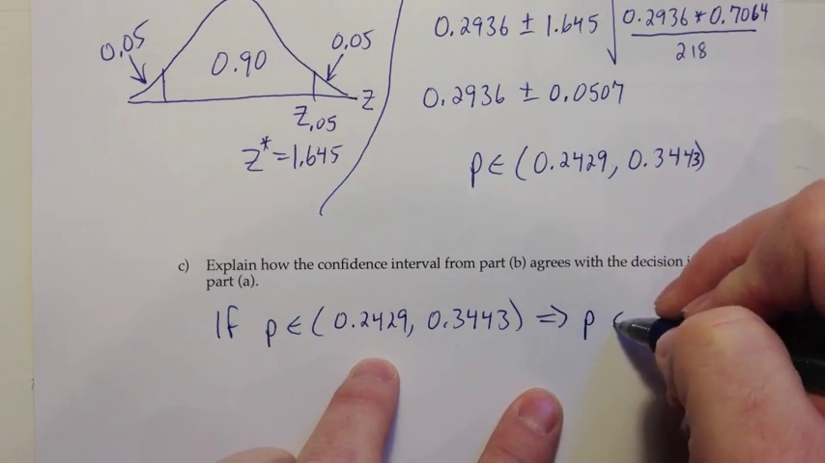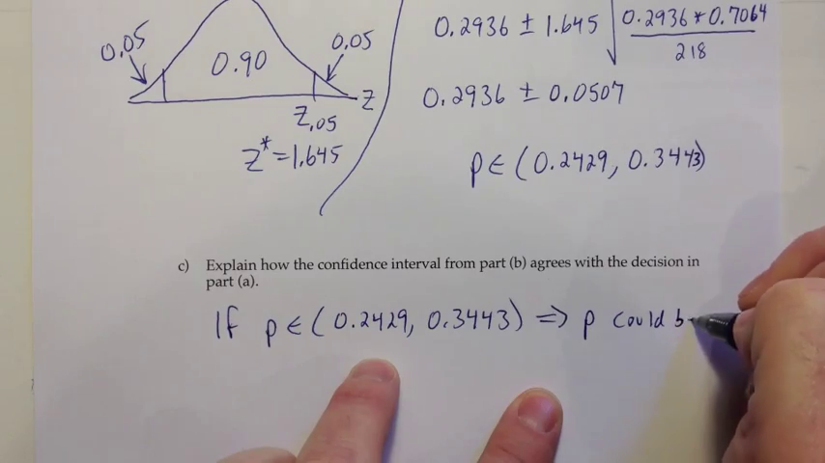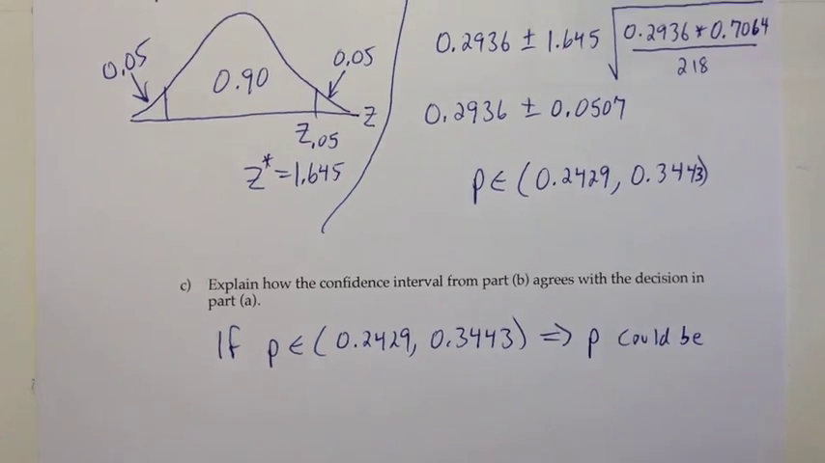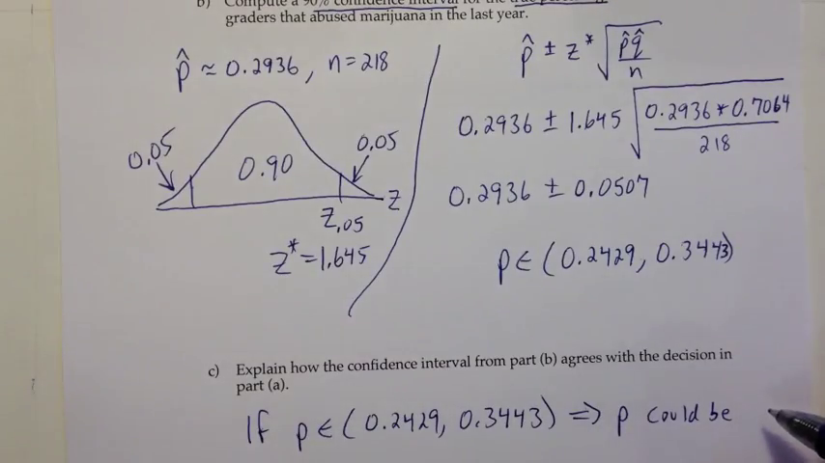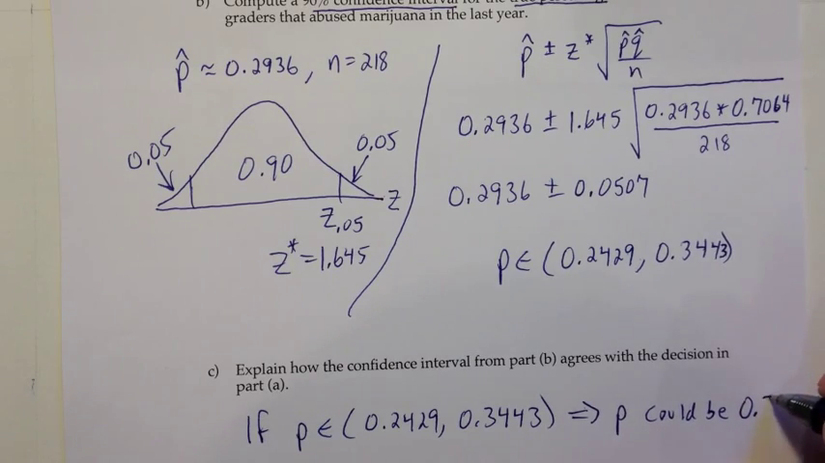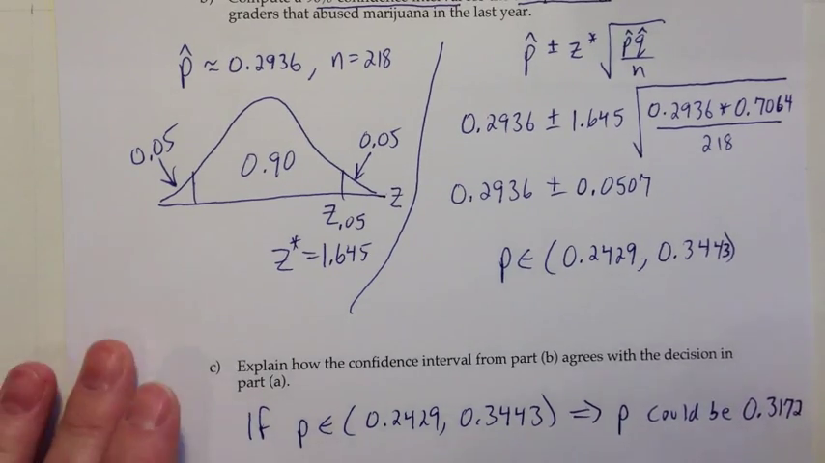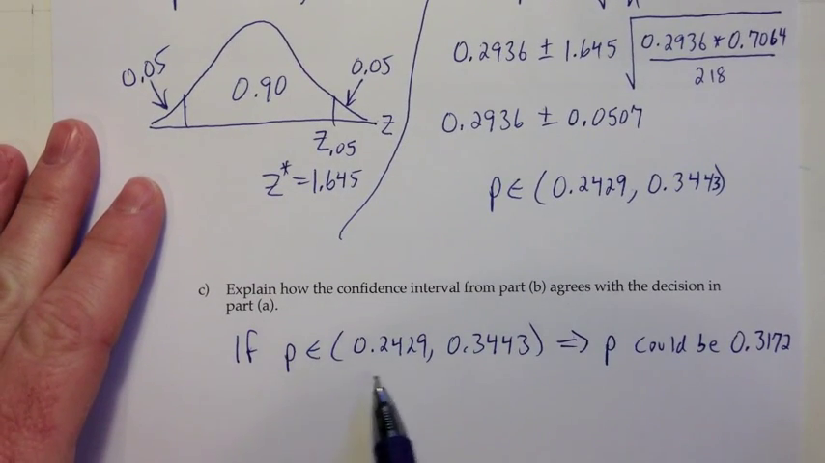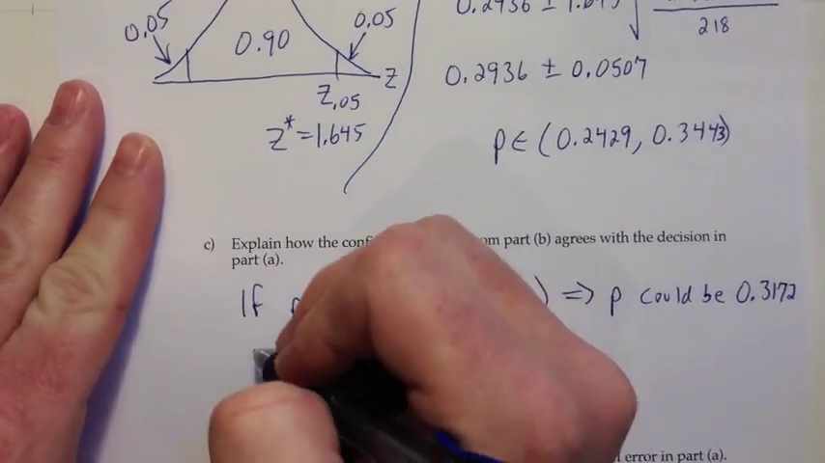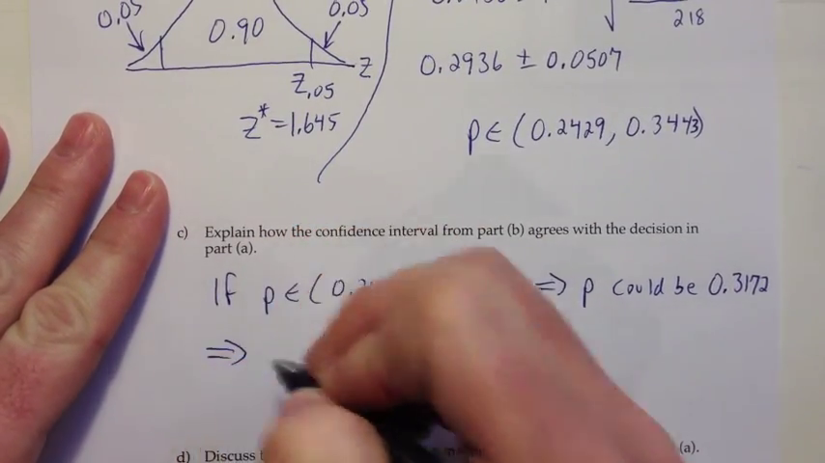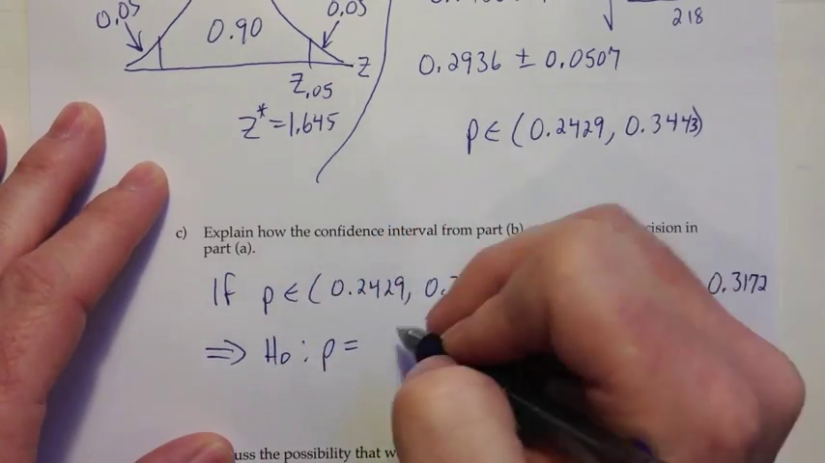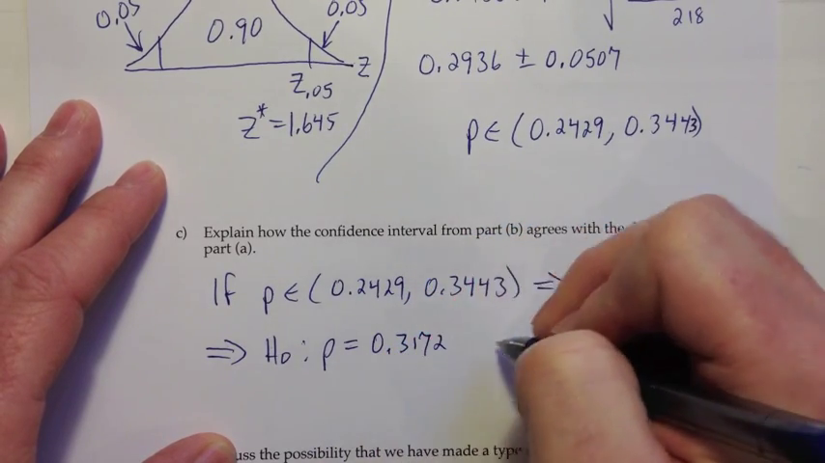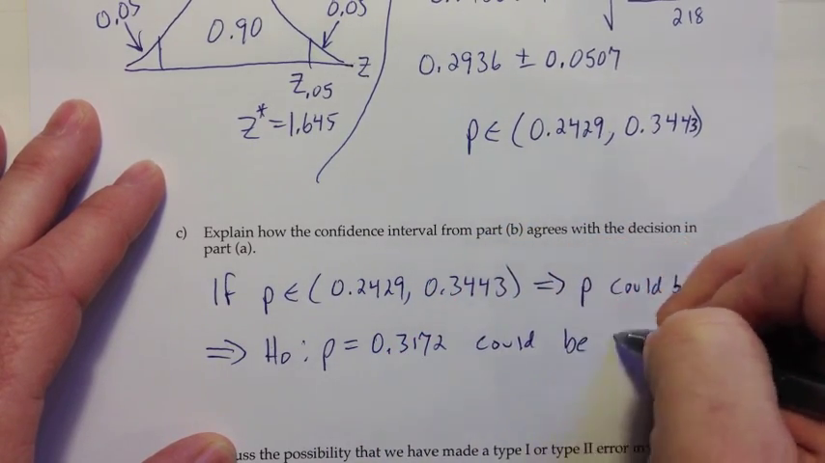So I'm going to say p could be, and then I'm always going to be trying to think about the value from H0, so let me just bring that in real quick. H0 said that p was 0.3172, so that's the number I'm going to write here. And again, this interval really says p could be anything in that range, but one of the reasonable possibilities is 0.3172, and that's special because that's from H0. So if p could be that value, that implies that H0, which stated that p is that value, could be true.